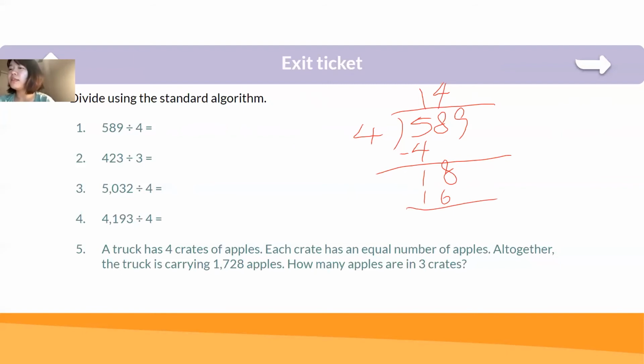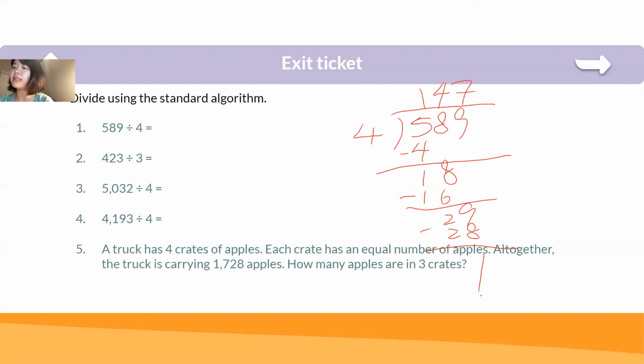So 180 minus 160, that gives us 20. And 2 tens combined with 9 ones will be 29. And what largest number can we put for this? So 4 times 7 is 28. And 4 times 8, 32, that will be too big. So let's put 7. So 4 times 7, 28, and the remainder is 1.